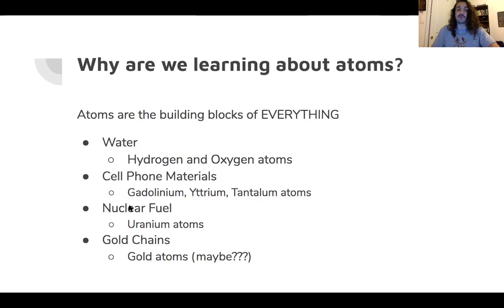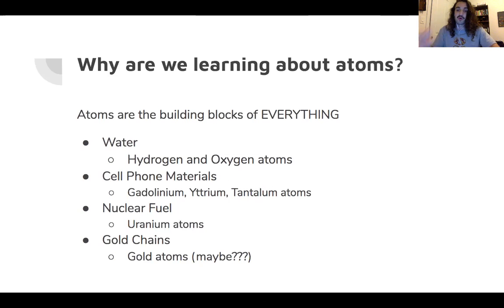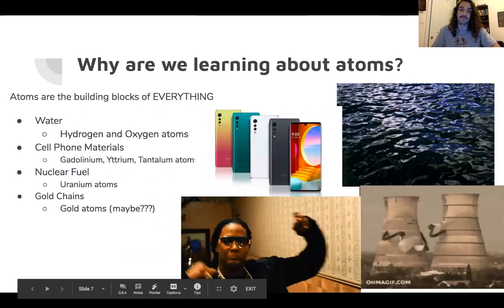Talk about nuclear fuel, uranium atoms. If you're talking about nuclear fuel, the thing that makes nuclear power plants give you energy, that's all found in uranium. Gold chains, gold atoms, maybe. If you've ever bought a gold chain and it's turned your neck green, or you ever bought gold earrings, quote unquote, and it turned your ears green, we're gonna find out about that later. Are those gold atoms? We'll figure it out.